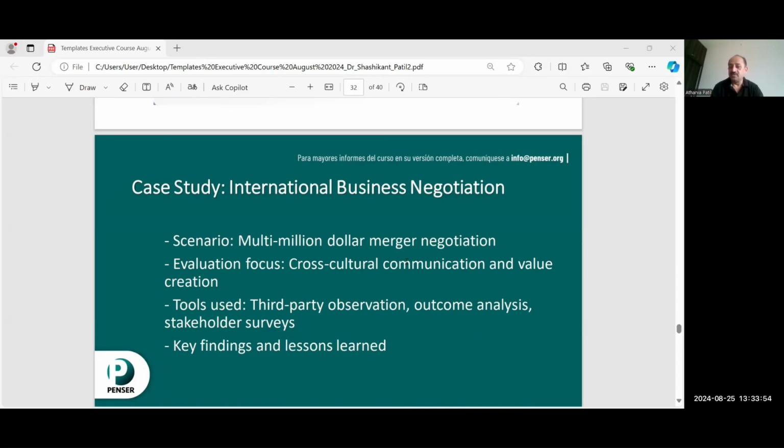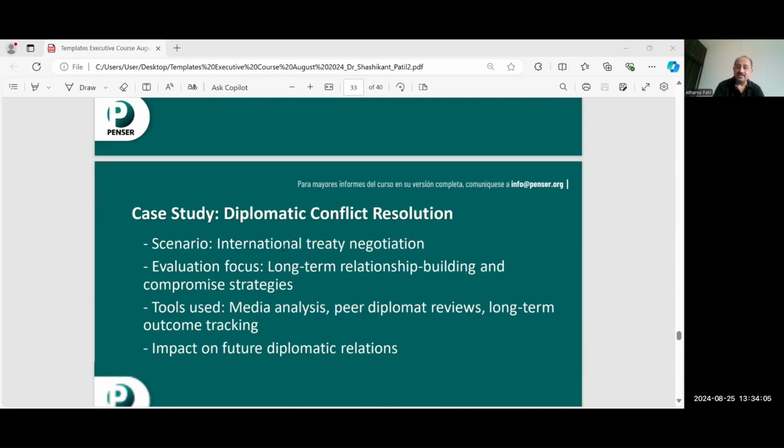The evaluation focuses on cross-cultural communication and value creation, and tools you can use are third-party observation, outcome analysis, and stakeholder feedback, and key findings and lessons you can learn from it. Another case study: diplomatic conflict resolution. The scenario or situation is an international negotiation.